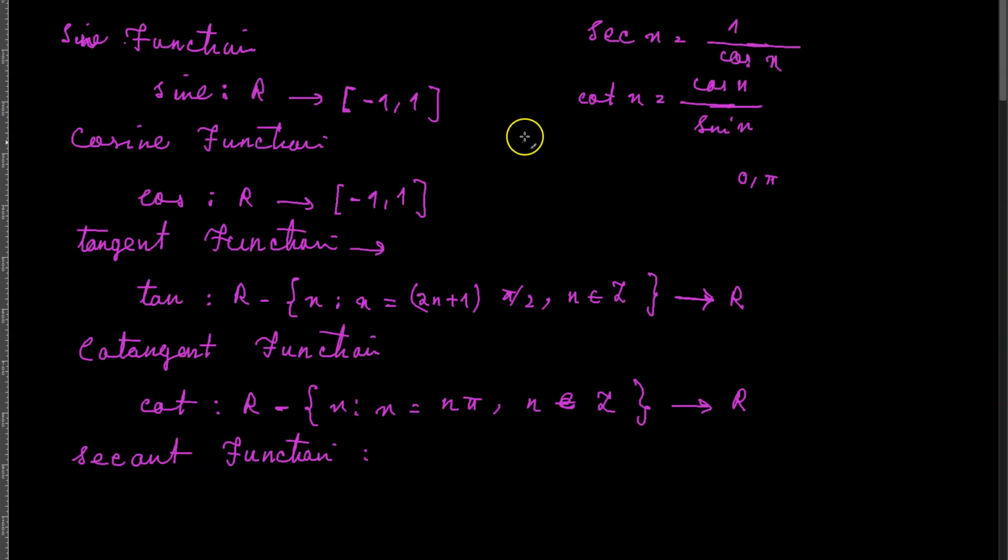So that means that you need to go for pi by 2, meaning 1 pi by 2, 2 pi by 2, 3 pi by 2, 4 pi by 2, and so on and so forth. All the multiples of pi by 2.